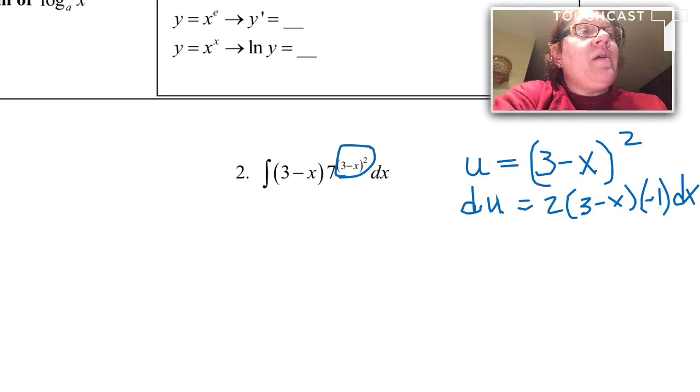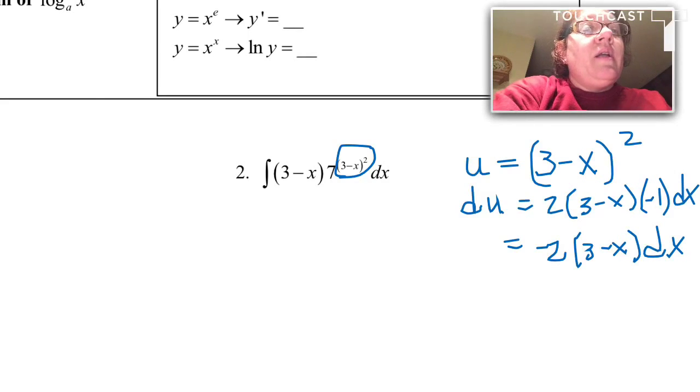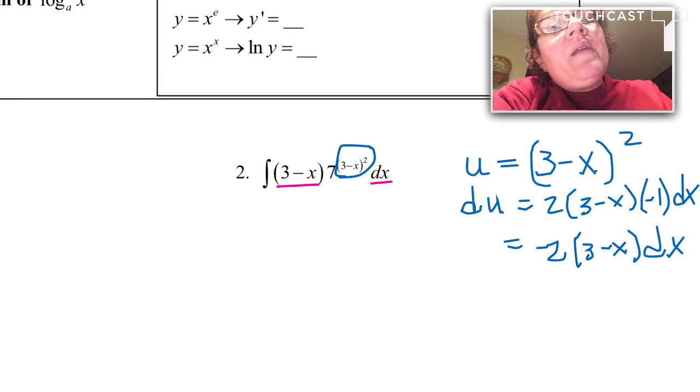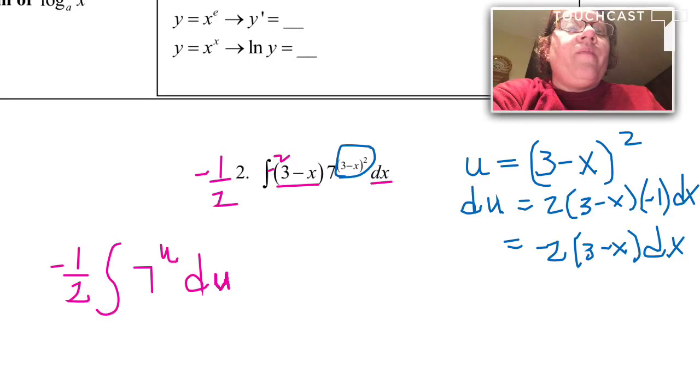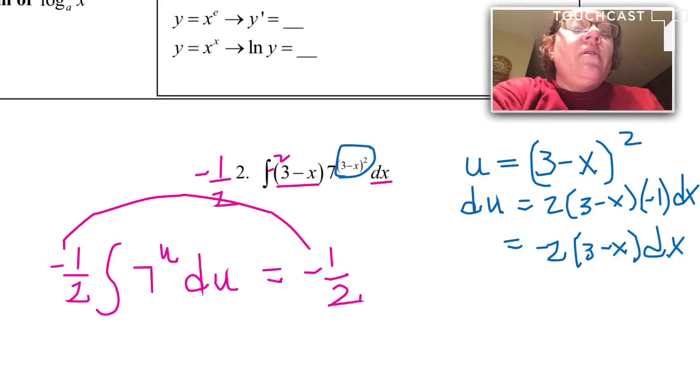And then simplifying, I'll have negative 2, 3 minus x dx, and I'm going to go see if I have any or all of this, hopefully all, and I notice, well, I have this much and this much, so I'm missing a negative 2, so I'm going to slip a negative 2 in there, which means I'll need a negative 1/2 in front. So now what I'm really integrating is 7 to the u du, and keeping the negative 1/2 out in front.